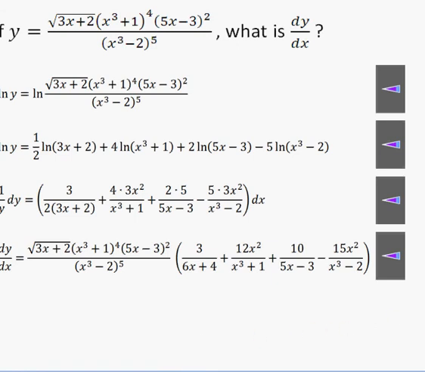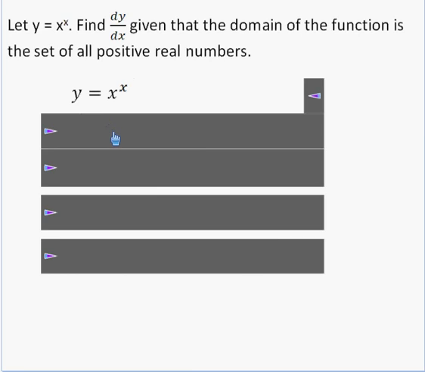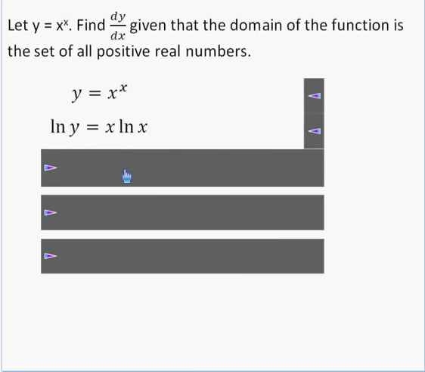We have a couple more examples of ones that are going to be better to find the derivative using this logarithmic differentiation. So here we have an interesting function, y equals x to the x, and we want to find the derivative of that. So once again, we're going to take the natural log of both sides and use the power rule, brought the x out front.